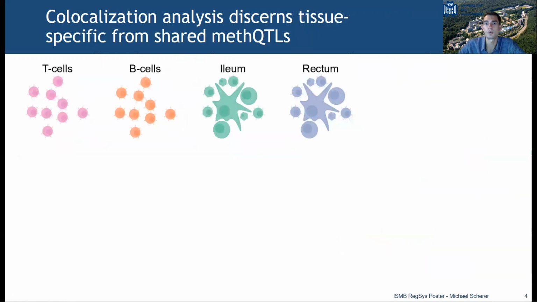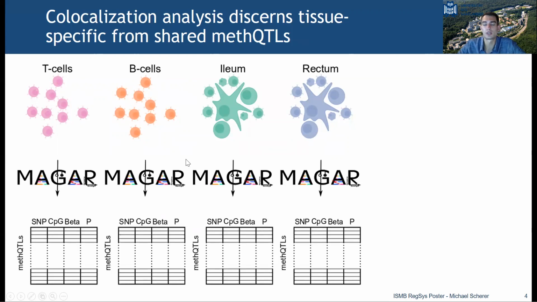Within this project, we went a step further and wanted to ask whether the methQTLs that we determine are tissue-specific or shared across different tissues. This is why we collected, in the context of the CISCIT consortium, from healthy individuals T cells as well as B cells and ileum and rectum biopsies. We then applied MAGAR to each of these tissues or cell types separately to obtain these statistics. These methQTL statistics are the association between a SNP and the CpG, as well as the associated effect size estimate, the strength of the association, and an associated p-value.